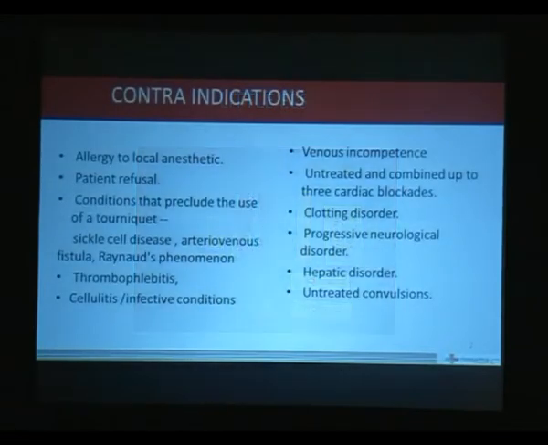So, nearly all surgeries in the forearm, distal to a cuff which can be tied on the arm, can be done under a Bier's block. Nearly everything can be done, except that there are a few contraindications to doing an IVRA. Something like allergy to the local anesthetic, patient refusal definitely, and certain medical conditions like sickle cell disease, Raynaud's phenomena, or if there's gross inflammation in the operative limb. There are certain relative contraindications like venous incompetence, cardiac blocks maybe. That's about all to it.